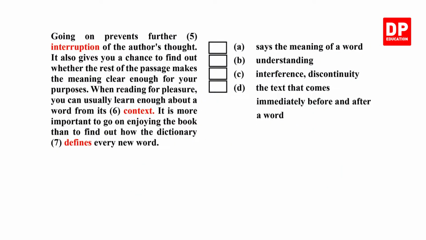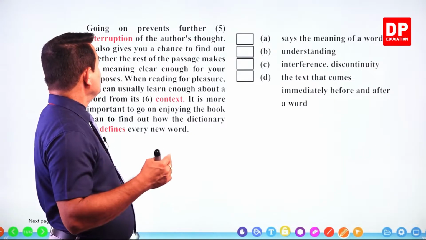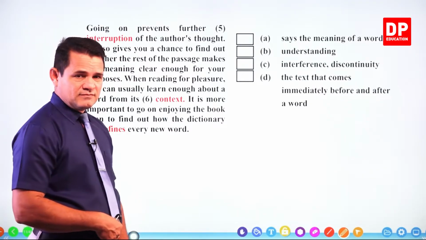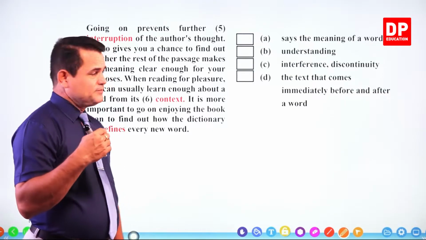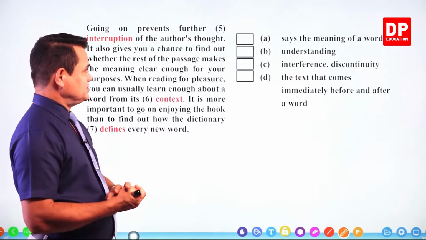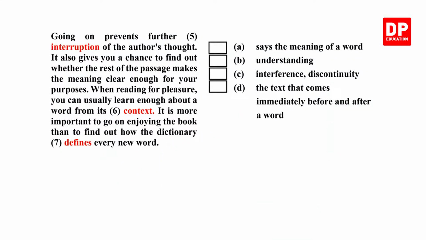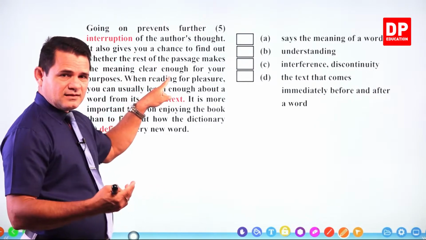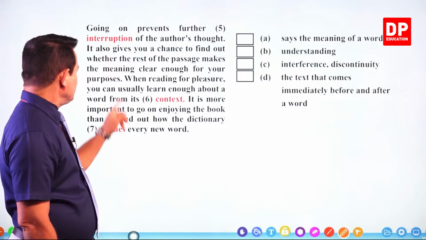Now we got four words here. Going on prevents further interruption of the author's thought, the writer's train of thought. What is interruption? Now let's see from here. It also gives you a chance to find out whether the rest of the passage makes the meaning clear enough for your purpose. Does the rest of the passage make the meaning clear for your purpose? We got it earlier also.